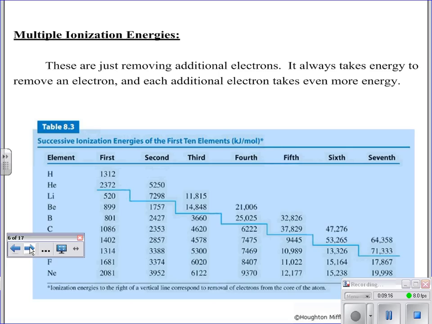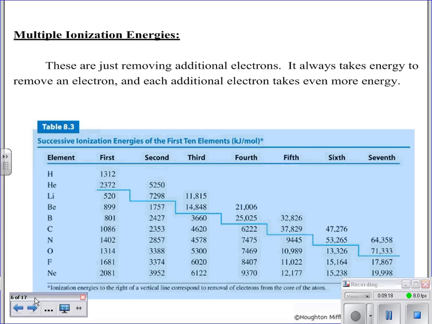Okay, now that was first ionization energies. Here we've got a table showing some multiple ionization energies. Remember, this would be grabbing a second or a third or a fourth electron. If I look at carbon, for example, to grab one electron takes that much energy, to grab a second, that much, a third, a fourth. What you should see is that it's always increasing energy that's required to grab a subsequent electron.